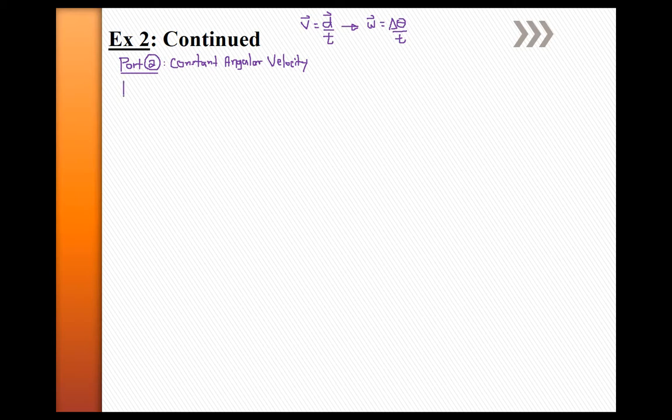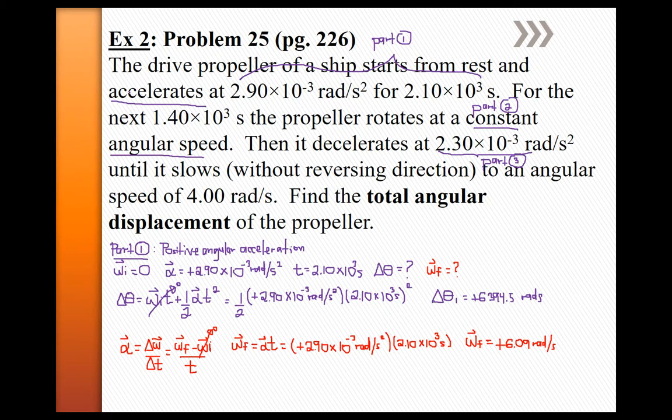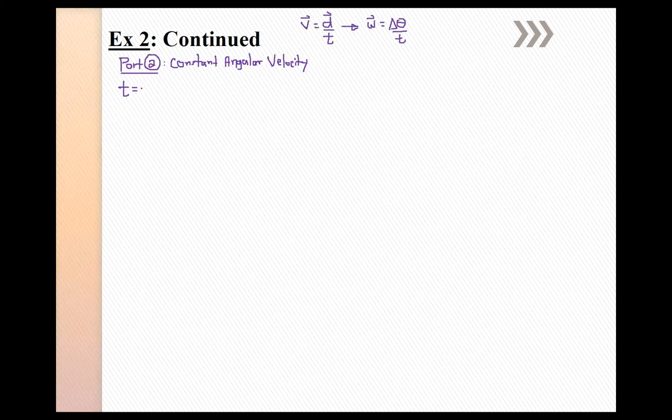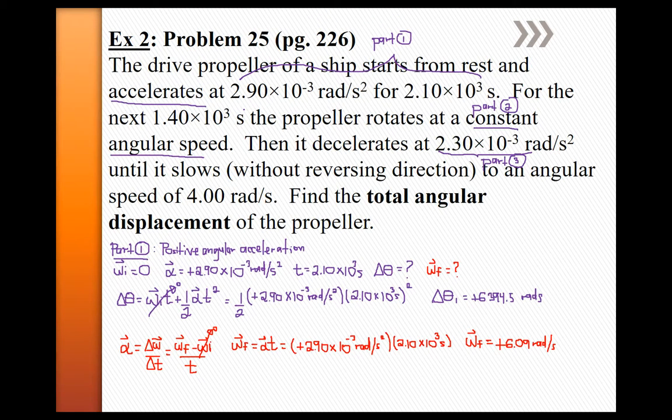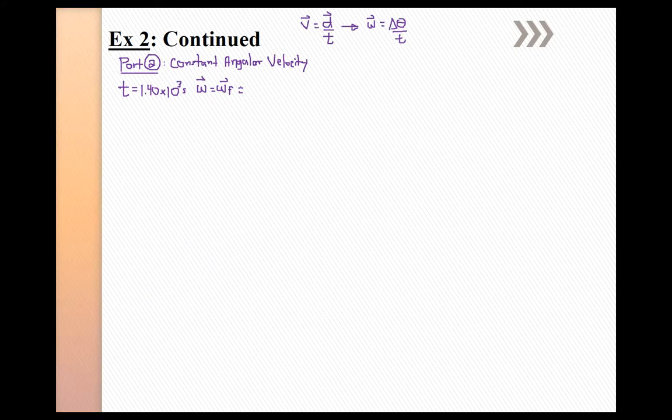Okay, so what do we know? We know the time. The time is 1.40 times 10 to the third. What's the constant angular velocity? The constant angular velocity would be equal to the velocity we finished part 1 at. So that's why I did that extra calculation in part 1. Otherwise, right now, I'd have to go back and do it. So I kind of set up the work in advance. And that was 6.09 radians per second.